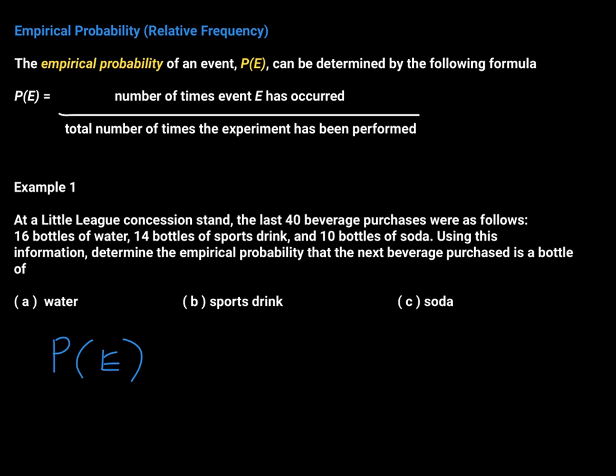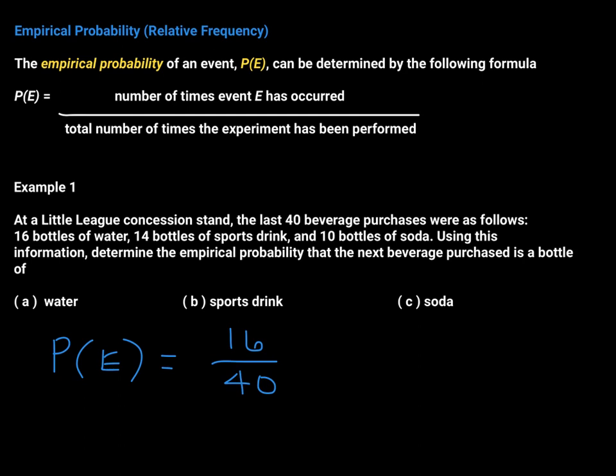All right, according to the formula, which is still on the screen here, the numerator is the number of times this event has occurred. So if you look at the information, it happened 16 times. There were 16 cases or 16 occurrences of water being purchased over the total number of times the experiment has been performed. In other words, how many purchases total? Well, 40 was given, right? 40. So 40 is your denominator.